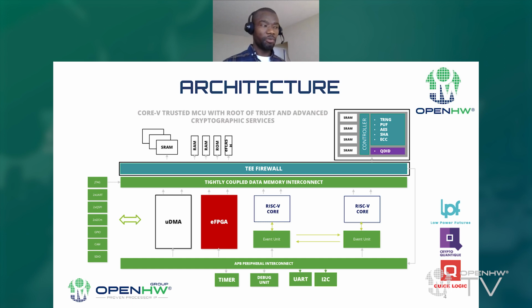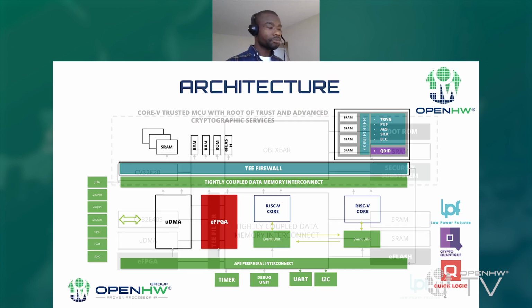As with many projects in the ecosystem, the Core5 Trusted MCU is built with members. We have a couple of members participating in the project, and I've highlighted here the members contributing IP to this system. Low Power Future is contributing its security engine with root of trust and advanced cryptographic services. Crypto Quantique is contributing its CODED, and QuickLogic is contributing its embedded FPGA.